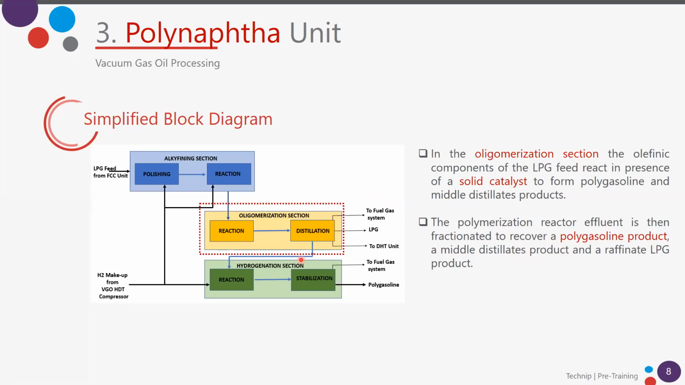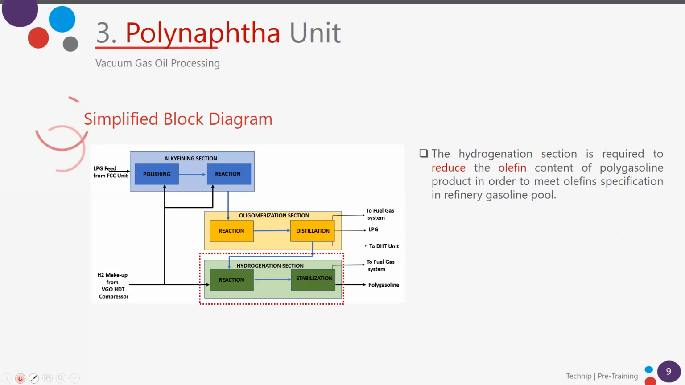So here we produce our gasoline that we will send to the following unit. But of course, we will also produce lighter components and heavier components that we will send to other units. And finally, in the hydrogenation section, we will reduce the olefin content of the polygasoline product in order to meet olefin specification in the refinery gasoline pool.